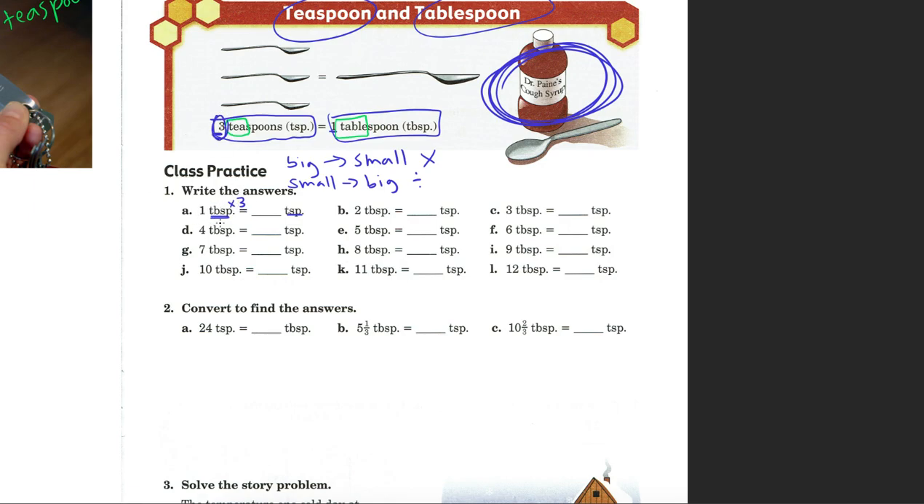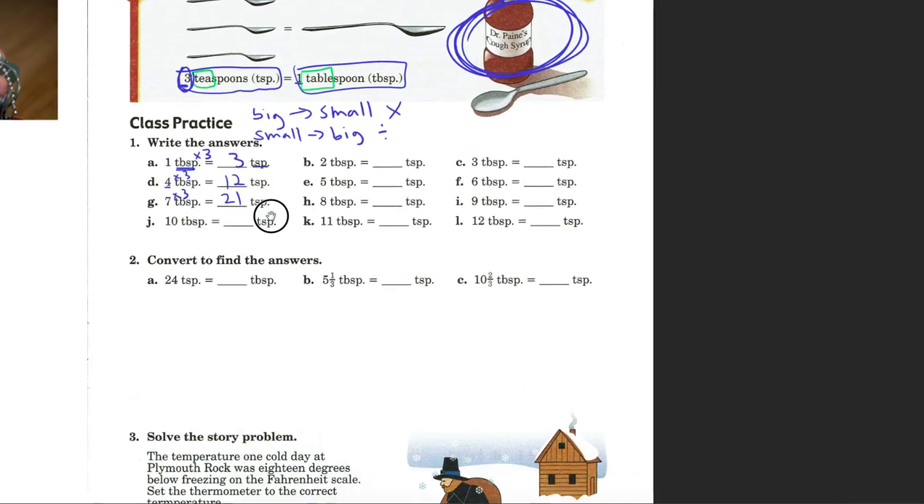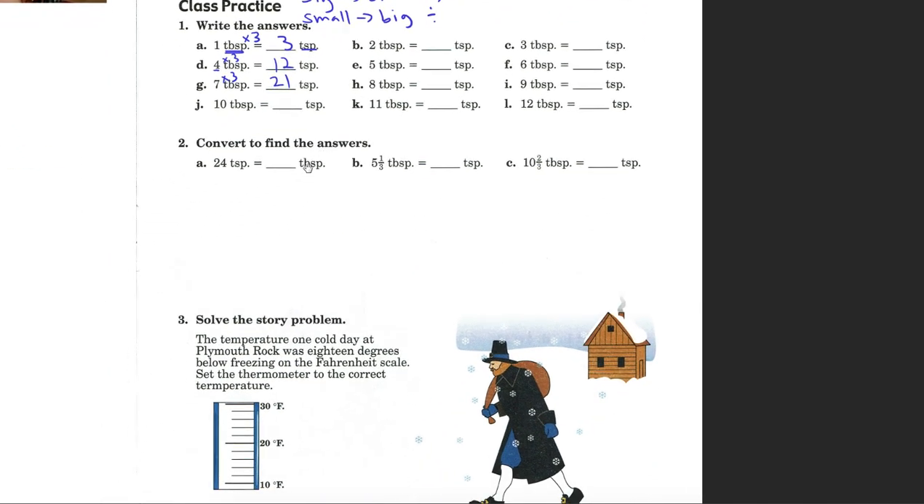So you just take this tablespoon number and multiply it by 3. It will give us the teaspoons. So 1 tablespoon equals 3 teaspoons. 4 tablespoons, times that by 3, will give us 12 teaspoons. 7 tablespoons equals how many teaspoons? Yes, 21, because 7 times 3 equals 21. Okay, do the rest by yourself. Convert to find the answer.